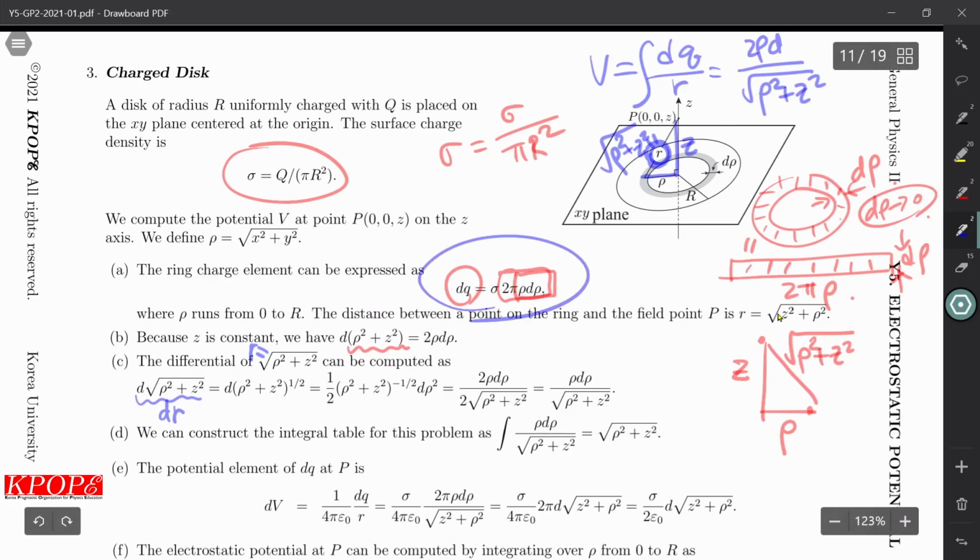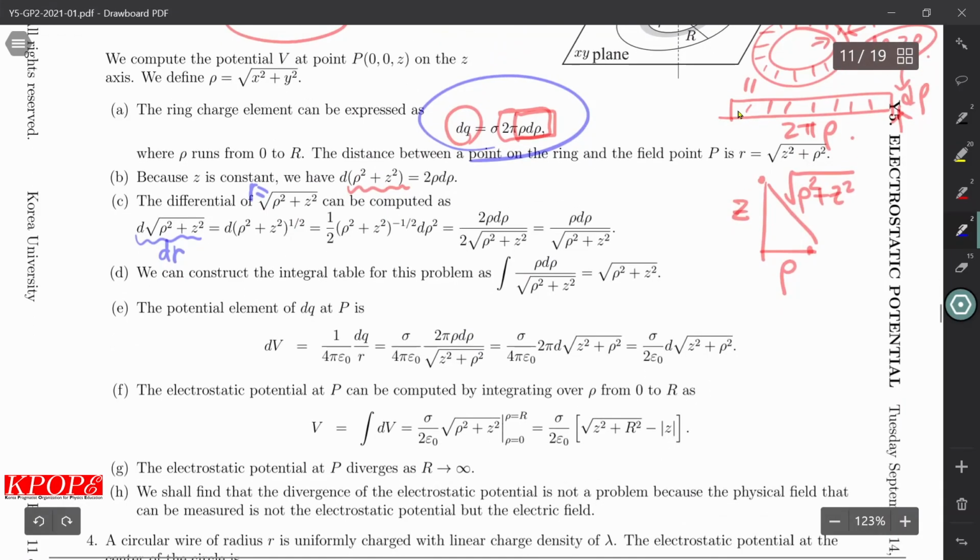2 rho d rho integral multiplied by 1 over 4 pi epsilon 0 and additional factor. But this is the most important part to evaluate. So that integral is simply expressed in terms of this form.